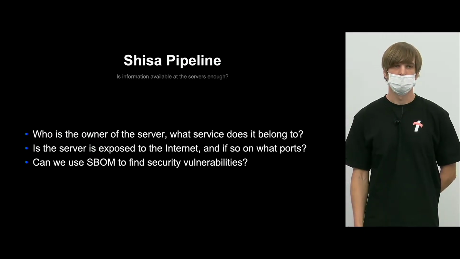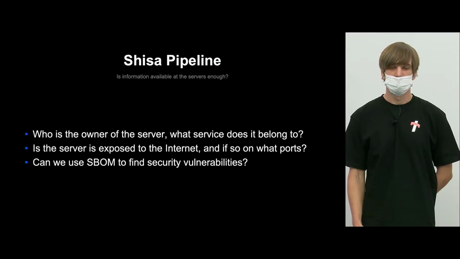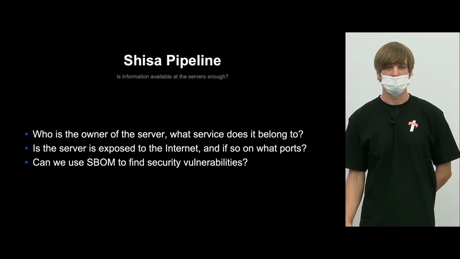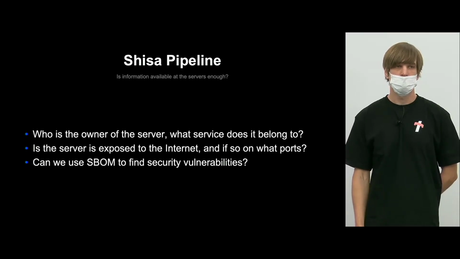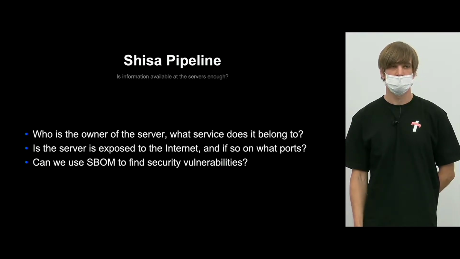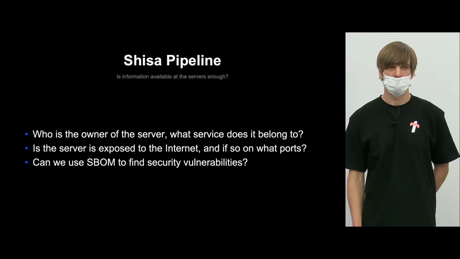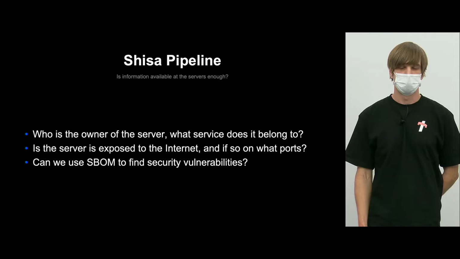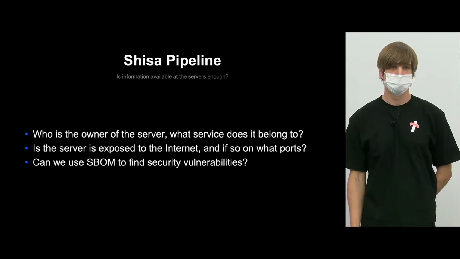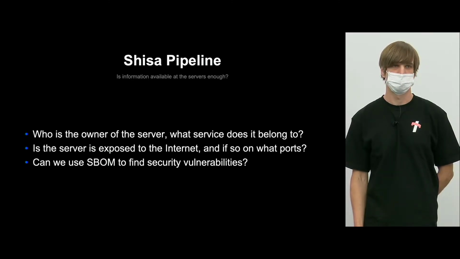We would also like to know the service, because the server may belong to something really critical, like our main service line Messenger, or just some internal service that can be fixed at a later stage. Something that's also good to know is if the server is directly exposed to the internet, and if so, what ports it is exposed on. This is also information that we gather at the Shisa pipeline. And finally, if we were able to use the SBOMs to find vulnerabilities, that would be really great. So we tried to find a way to do that as well.